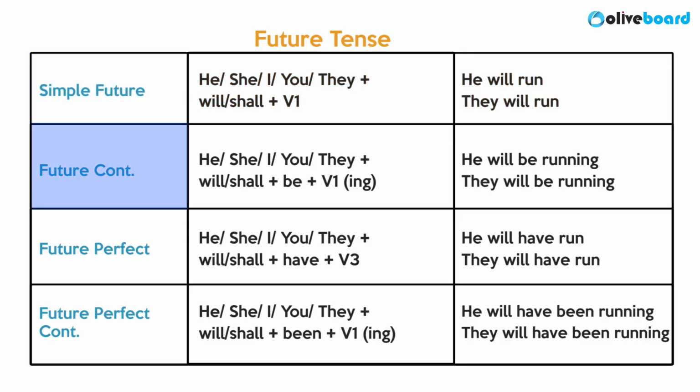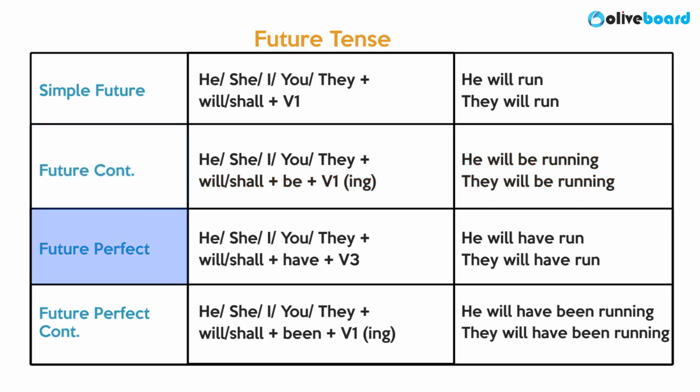In the future continuous tense, whether it's the singular pronoun or the plural pronoun or noun, it will be followed by will or shall, followed by be, plus the first form of verb in the ing, that is a continuous form. For example, he will be running, they will be running.